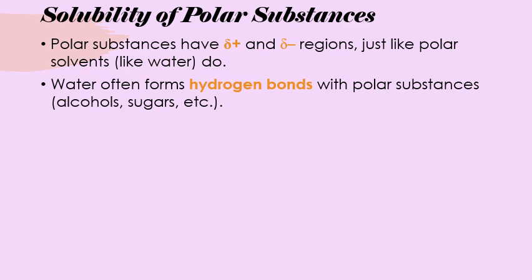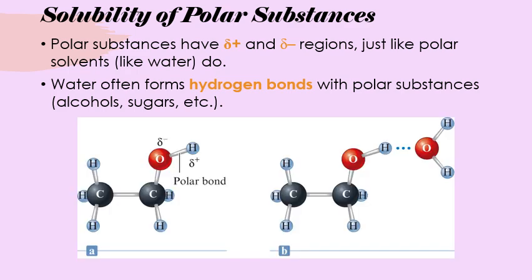A lot of times the polar substances that get dissolved in water have that nitrogen, fluorine, or oxygen bonded to a hydrogen, and water is able to form hydrogen bonds. And when it forms those hydrogen bonds, again, it gets in between the individual molecules of the polar substance, and spreads it out and dissolves it in the water. So here's a picture to show what's happening.